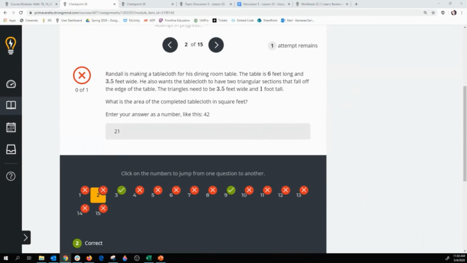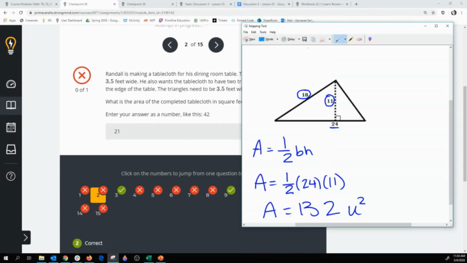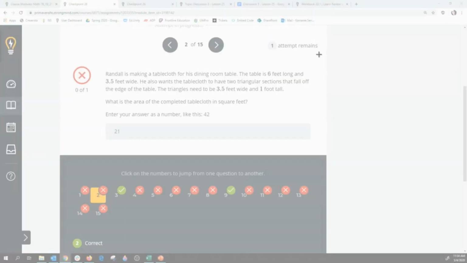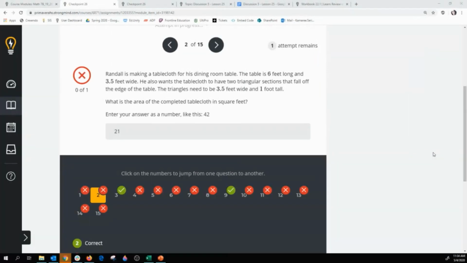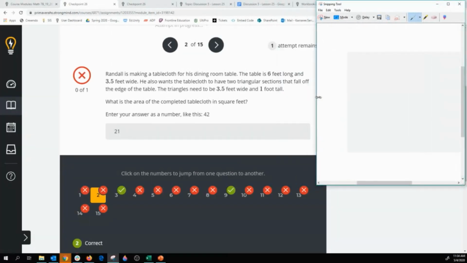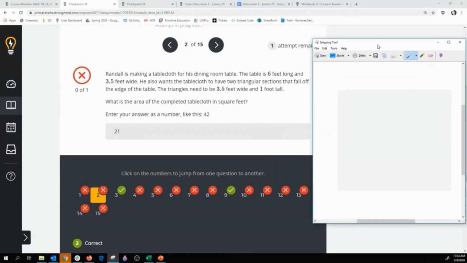Randall's making a tablecloth for his dining room table, and the table is 6 feet long and 3 feet wide. He also wants the tablecloth to have two triangular sections that fall off the edge of the table. The triangle needs to be 3.5 feet wide and 1 foot tall. On these questions, always draw a picture, because it's easier for me to know what's happening if I can envision it. If I don't draw a picture, I usually am pretty lost.